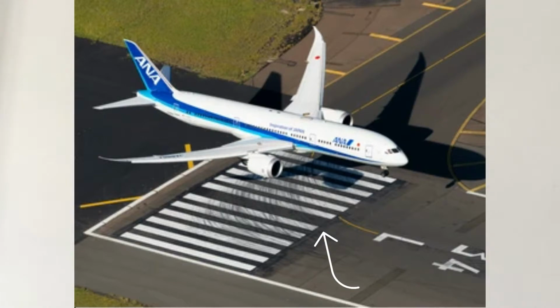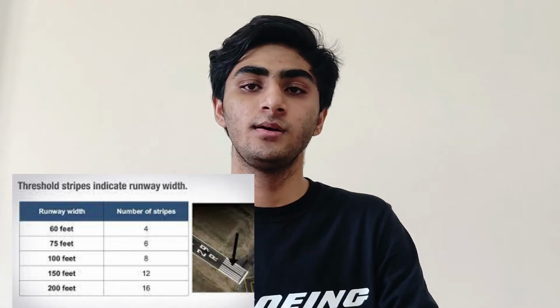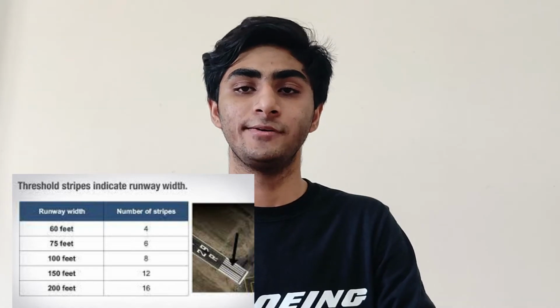The next marking is the runway threshold. This is the beginning or the first point of the runway usable for landing. The runway threshold has stripes parallel to each other on either side of the runway center line. With the number of stripes, you can tell how wide the runway is. So if you have 2 stripes on either side, a total of 4 stripes, the runway is 60 feet. If you have 6 stripes, the runway is 75 feet. And if you have 8 stripes, the runway is 100 feet.